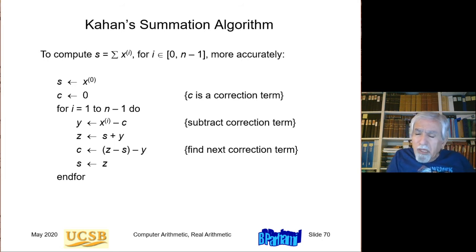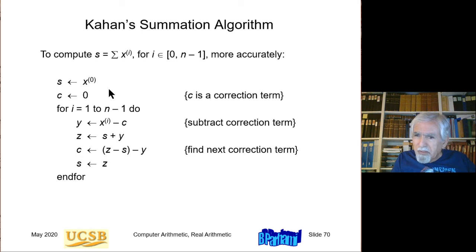Okay, William Kahan also introduced a floating point summation algorithm that tries to minimize errors when you add up a long list of floating point numbers. I won't go through this. You can study it on your own if you are interested. The key idea here is that a correction term is kept.